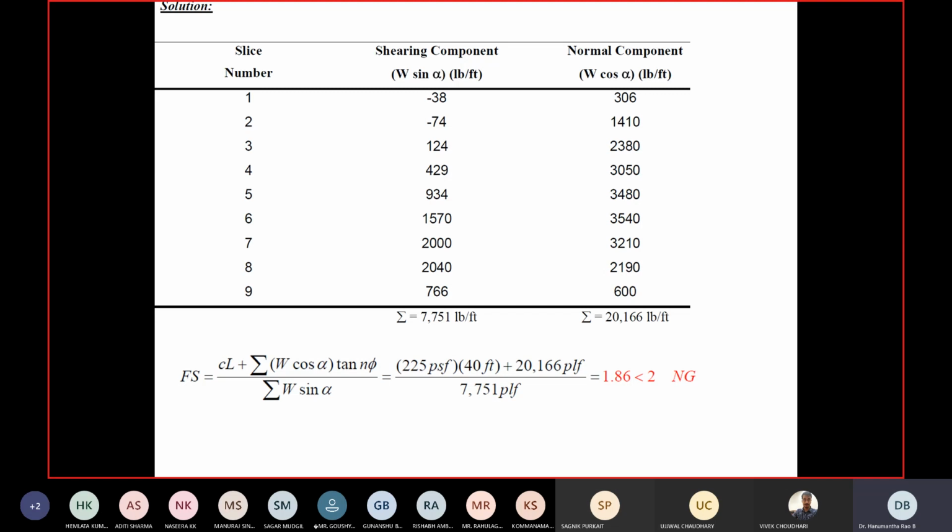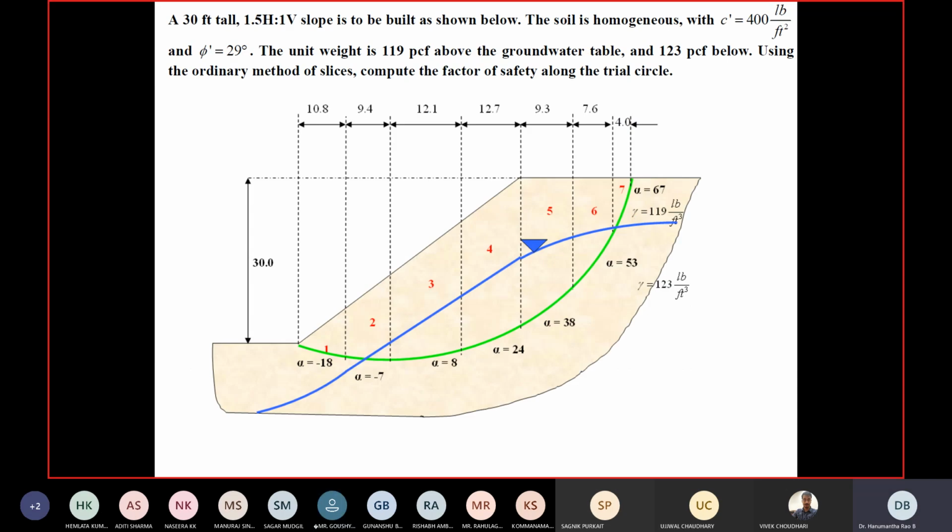So this is all right? Yes, sir. Okay, good. So note down another sum. A 30 feet tall, 1.5 horizontal to 1 vertical slope is to be built as shown below. The soil is homogeneous with c dash of 400 pounds per square feet and phi dash of 29 degrees. The unit weight is 119 pounds per cubic feet above the groundwater table, and 123 pounds per cubic feet below the groundwater table. Using the ordinary method of slices, compute the factor of safety along the trial circle.